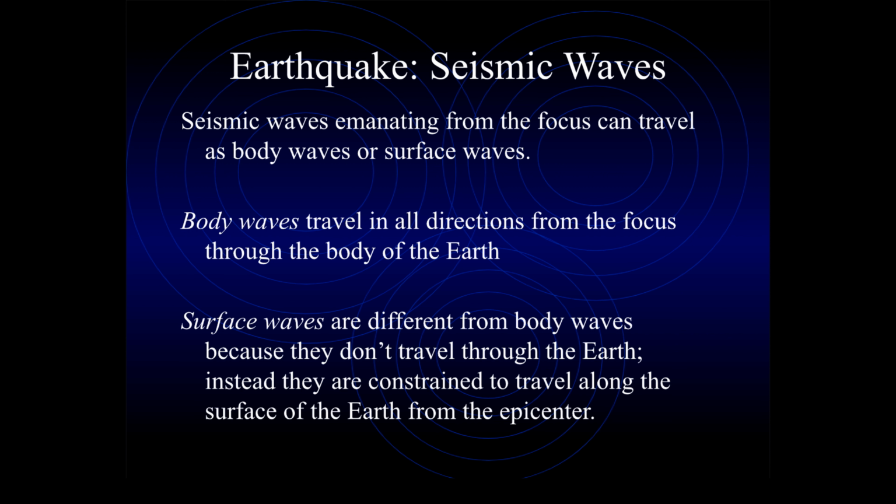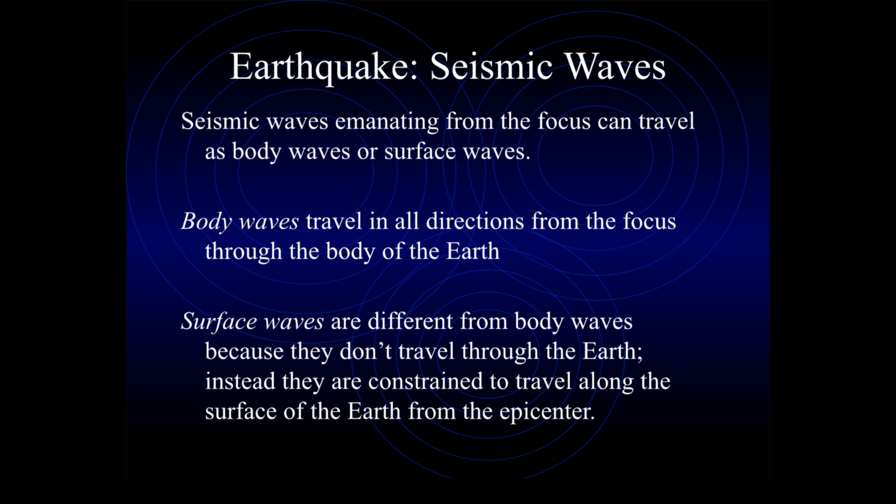Remember that the focus is underneath the surface in the internal layers of the earth, and the epicenter is on top. It's on the surface of the earth. The focus is where all of the body waves and the energy go out from. Body waves travel in all directions from that focus. They go through the body of the earth. That's why they're called body waves. Surface waves are going to move along the surface, and those are going to be coming basically from the epicenter area.